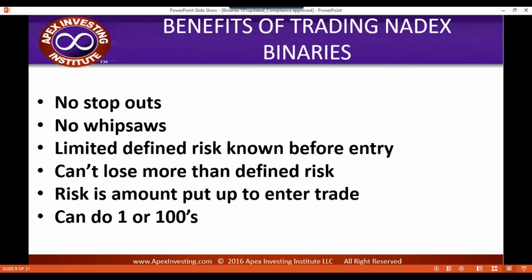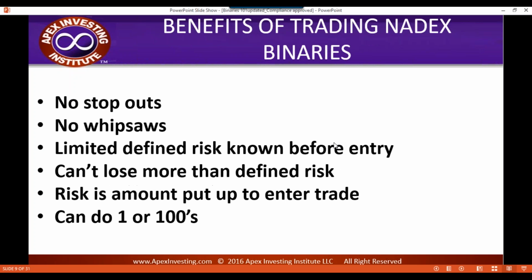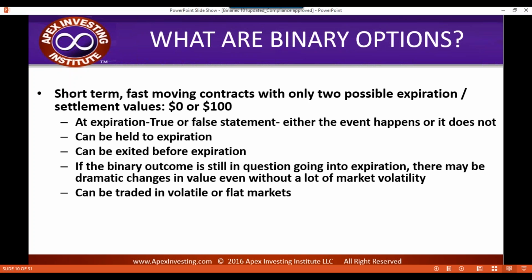So some of the benefits of trading Nadex binaries is you don't have any stop outs and you have no whipsaws. You have limited defined risk that's known before you enter. Before you enter the trade, you know right away what your potential max risk will be. And you can't lose more than that defined risk, okay? And your risk is the amount you put up to enter the trade. So there's no extra margin, there's no margin calls or stop outs like that. Everything is known right up front. You can do one contract or you can do multiple contracts.